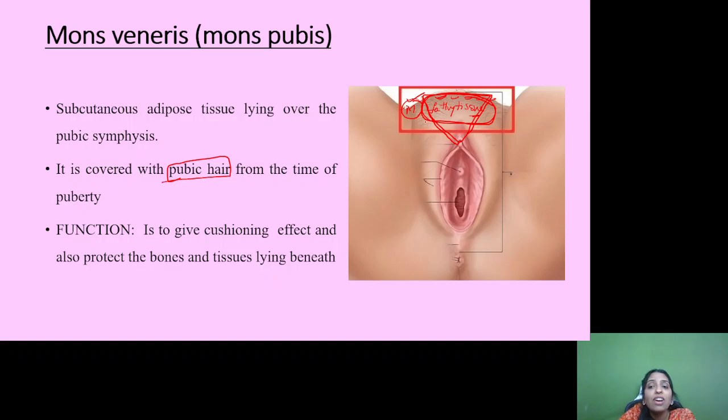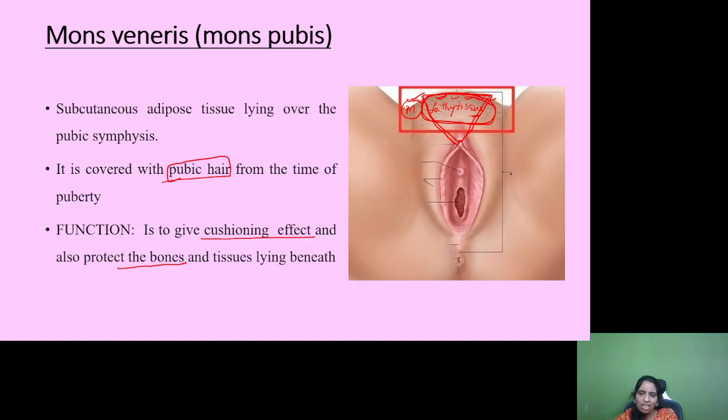Next, what is the function of the mons pubis? Its importance is that it gives a cushioning effect, a soft feeling. It gives a cushion-like effect, and it also protects the bones underlying it. So the fatty or adipose tissue present in the pubic region protects the bones or tissues present behind it. So this is the importance of mons pubis.